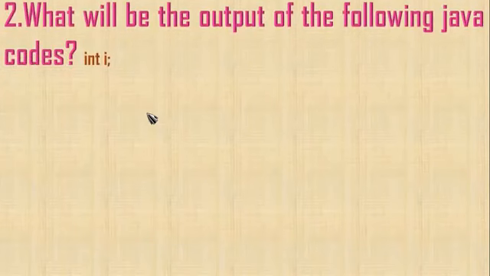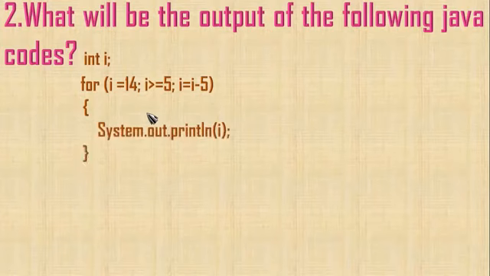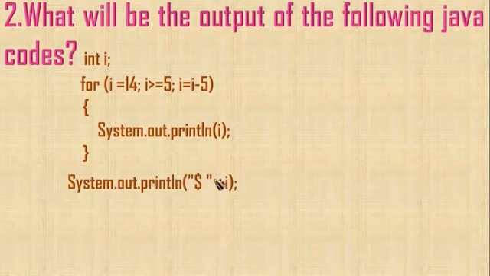Next question, what will be the output of the following Java code? So again a for loop is given. Inside the body there is one statement, and even outside the body there is another statement. So here i is initialized as 14, i greater than 5 is the condition, i = i - 5. So 14 is greater than 5, so it will print i. It is println, so after printing it will go to a new line. So 14, and then it comes to a new line, then i is decreased by 5, it becomes 9.